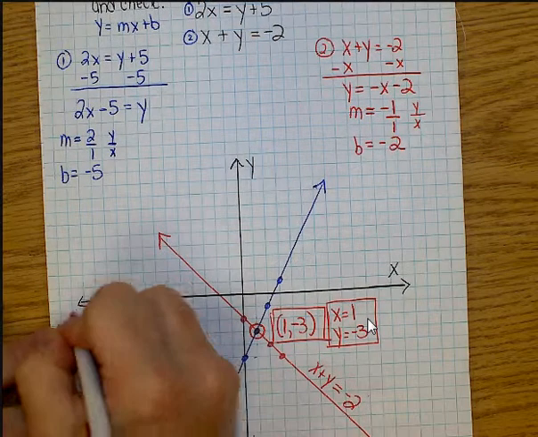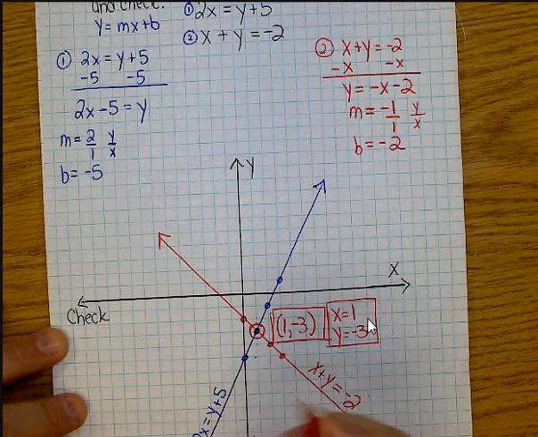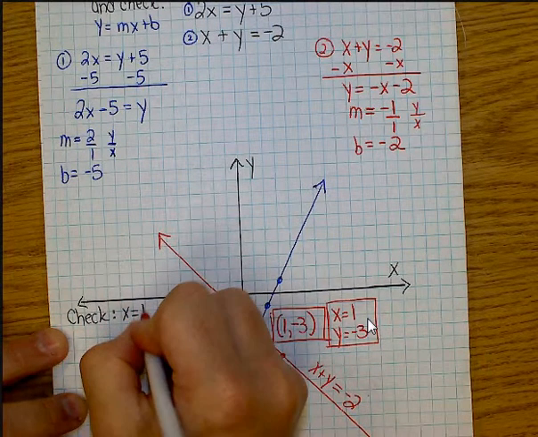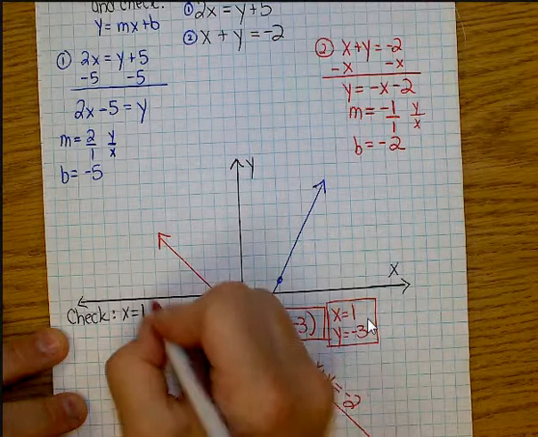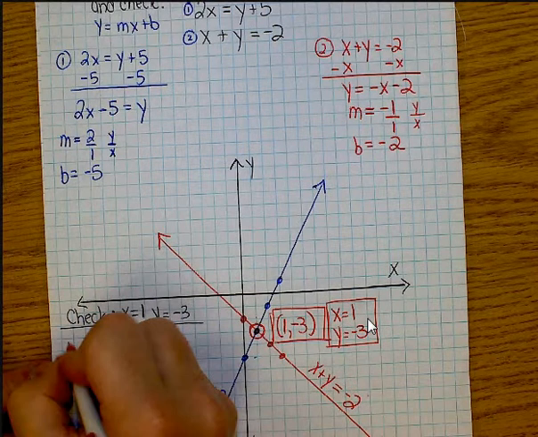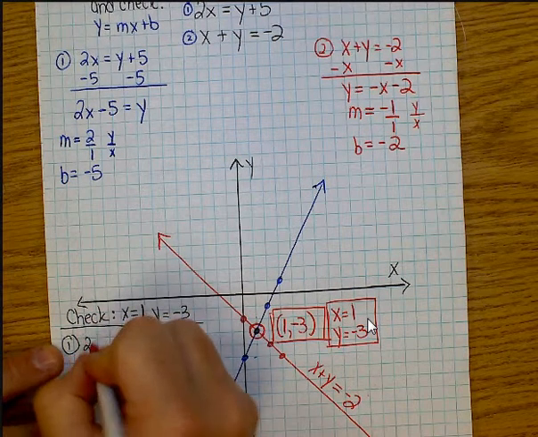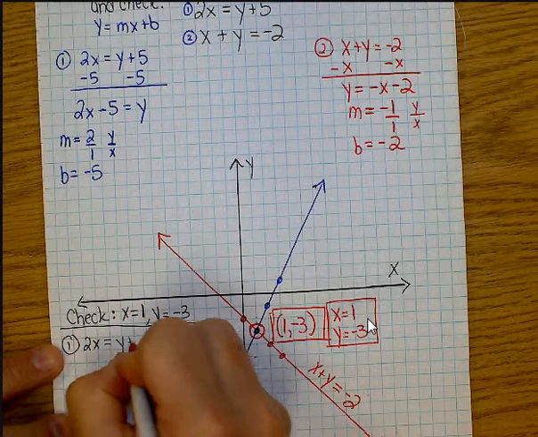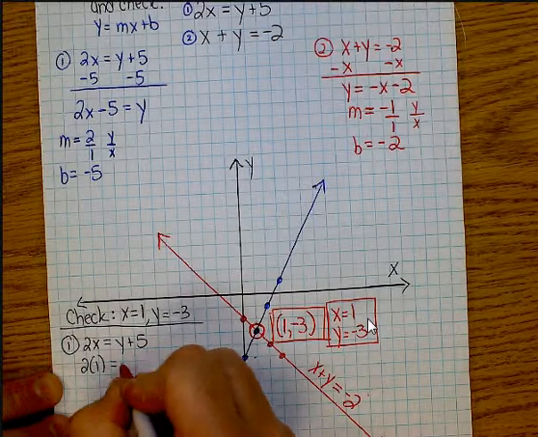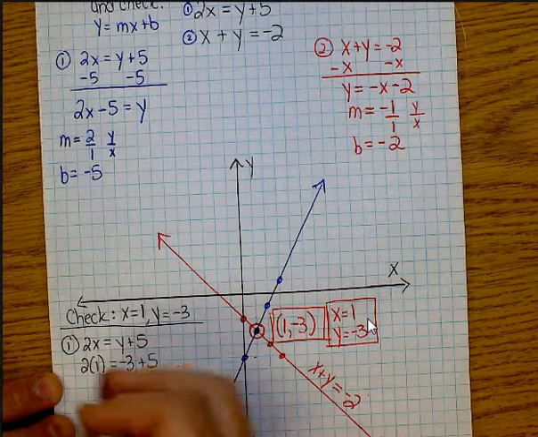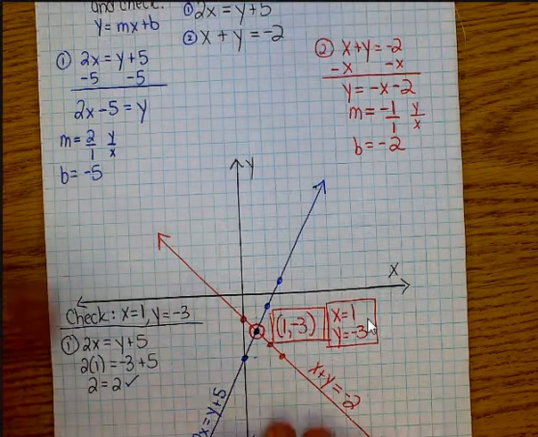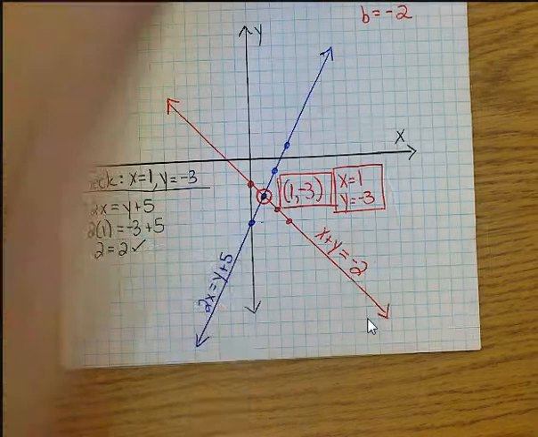So I'm going to put my check over here. What am I checking? I'm checking the fact that x is going to equal 1 and y is going to equal negative 3. All right, my first equation, which was the original, 2x equals y plus 5. I plug in my answers. Is 2 times 1 equal to a negative 3 plus 5? Is 2 equal to 2? Sure is. We're good.